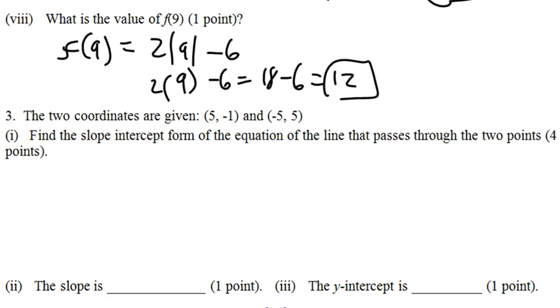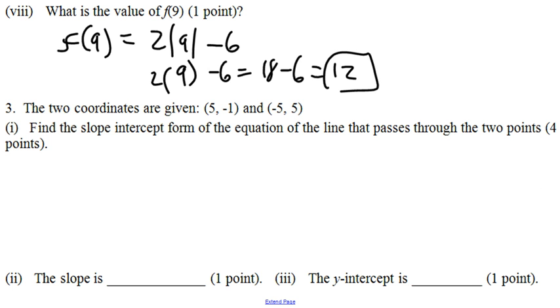Going on down here to number 3. Two coordinates are given. There are two problems, or two coordinates. First, we have to find the slope-intercept form, the equation of the line that passes through the two points. And then, can you tell me what the slope is and the y-intercept?